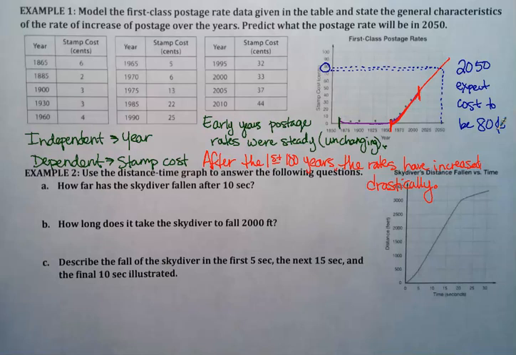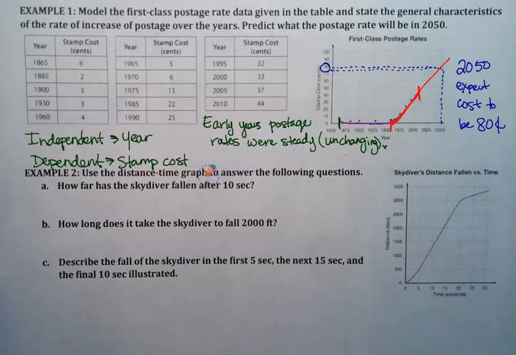Example 2 then says use the distance time graph to answer the following questions. All right, let me erase some of my writing here. There we go, so it's not in the way. How far has the skydiver fallen after 10 seconds? After 10 seconds. Okay, so again, we need to look at our time. We're going to have to draw some lines. So here's our 10. Okay, and I apologize. It is really hard to do on the board, those of you that have written on the board.